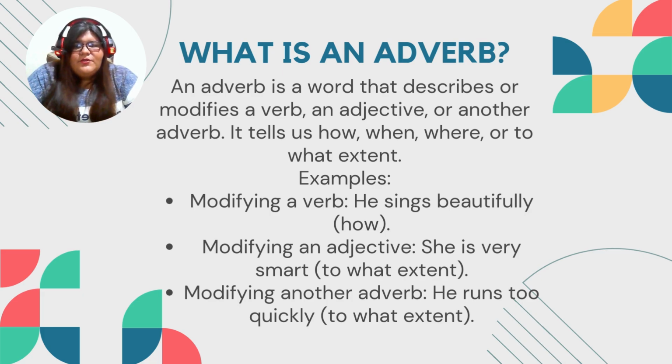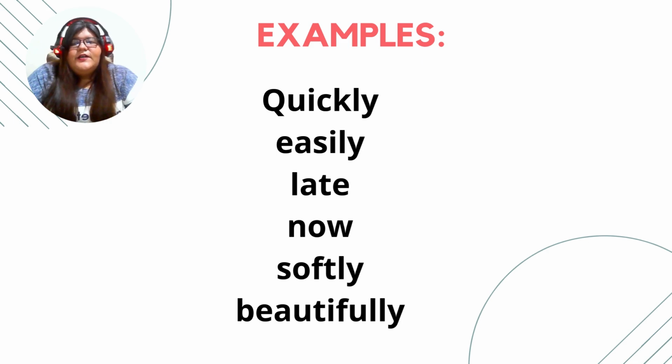Then we have modifying an adjective. She is very smart. To what extent? Then we have modifying another adverb. He runs too quickly. What are the adverbs here? Too and quickly. And they give a description of the verb run. He runs too quickly. And if you don't remember what adverbs are, I recommend you watch my video from yesterday and you will understand a little bit better the function of adverbs.